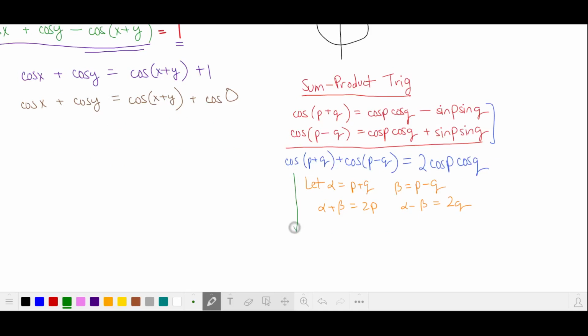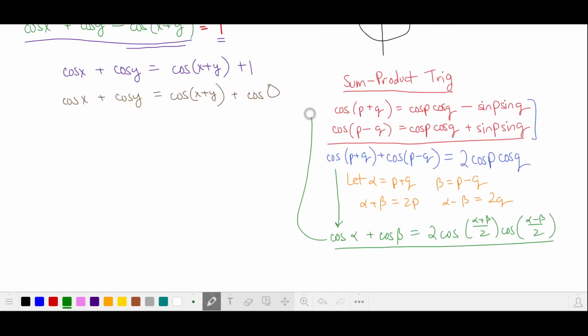And we'll substitute here. This is cosine alpha plus cosine beta, and on the right-hand side, we have 2 times the cosine of alpha plus beta over 2, and cosine of alpha minus beta over 2. And this is the formula we're going to use on both sides of this equation. We'll start with the left-hand side. The sum of cosine x and cosine y is this expression on the right, and we'll do the same thing with the right-hand side of this equation.